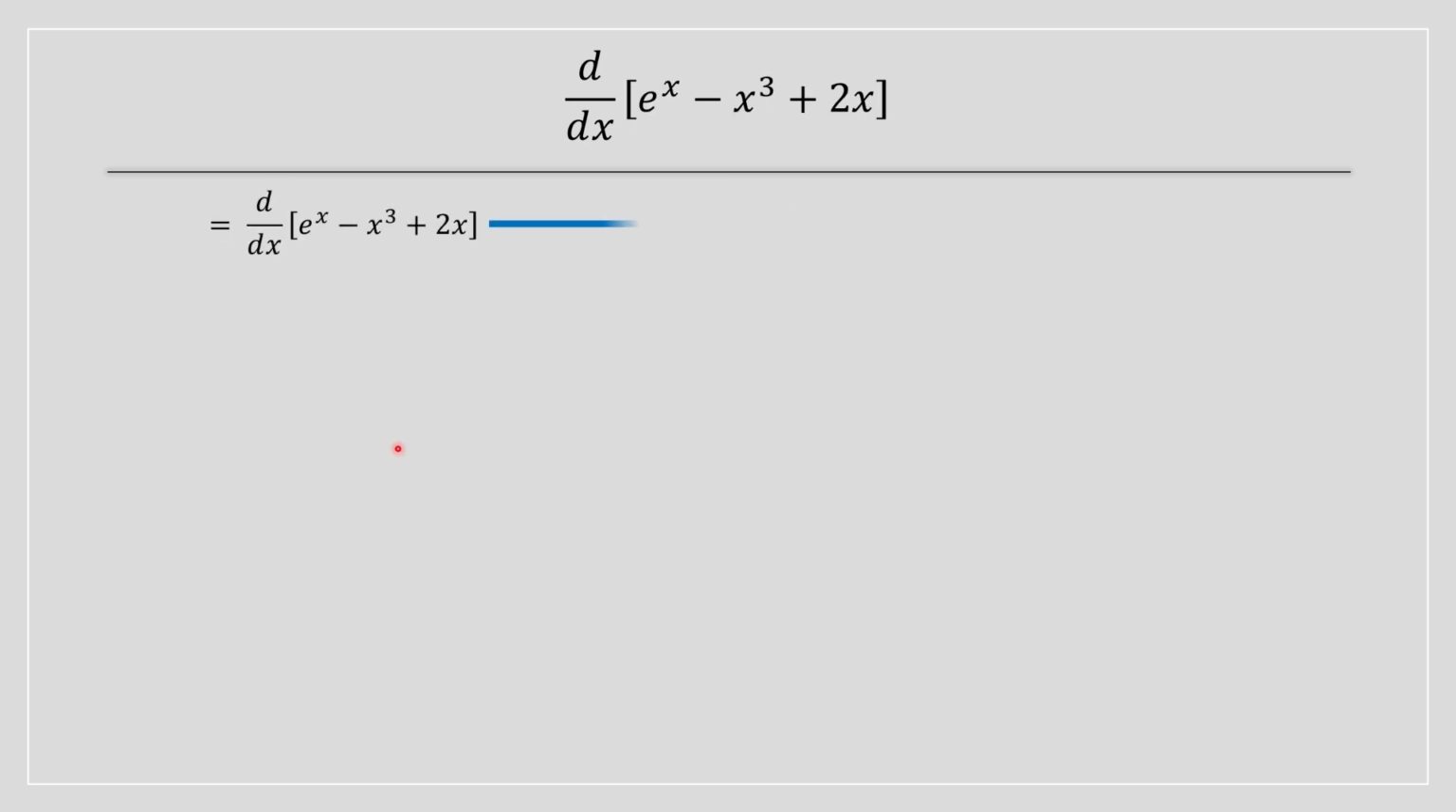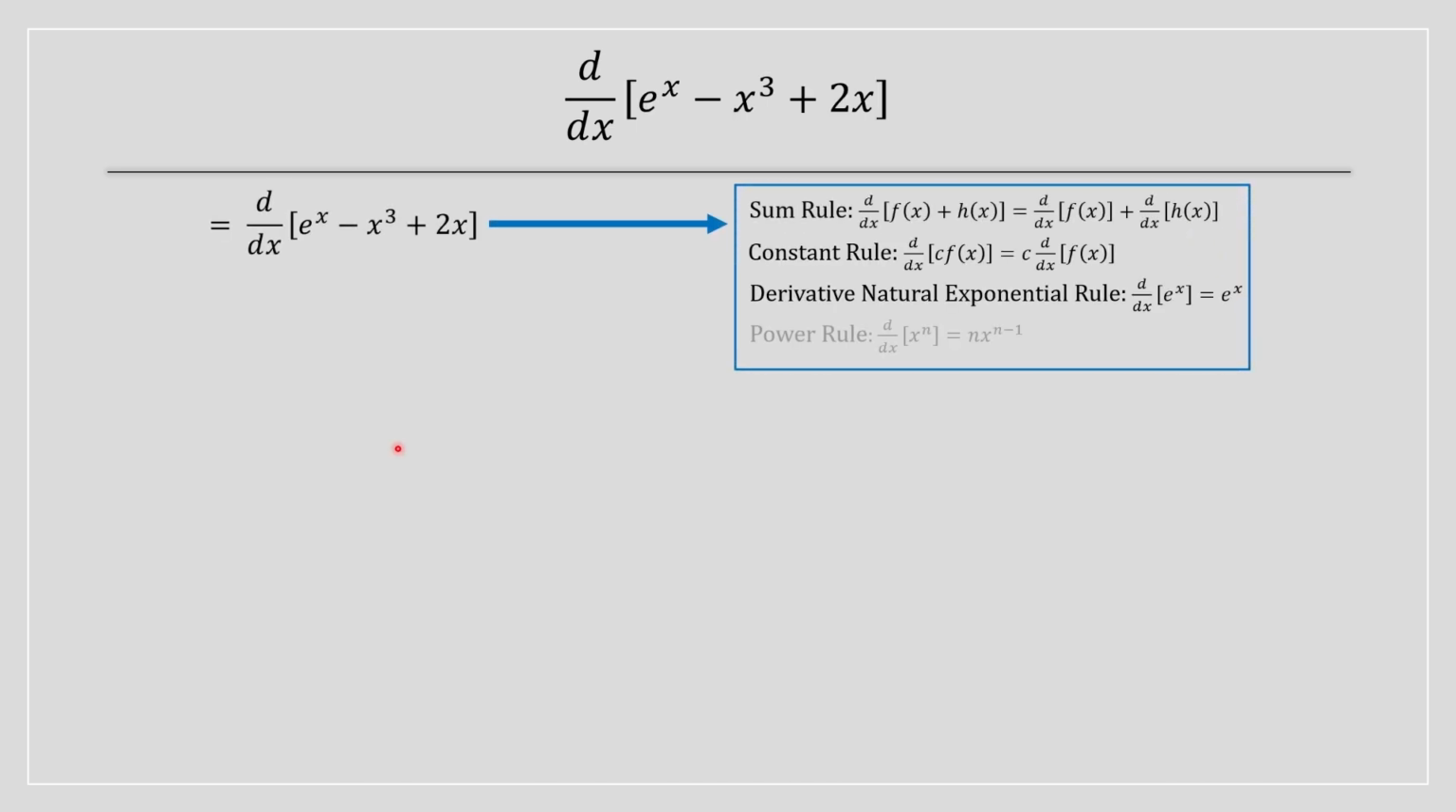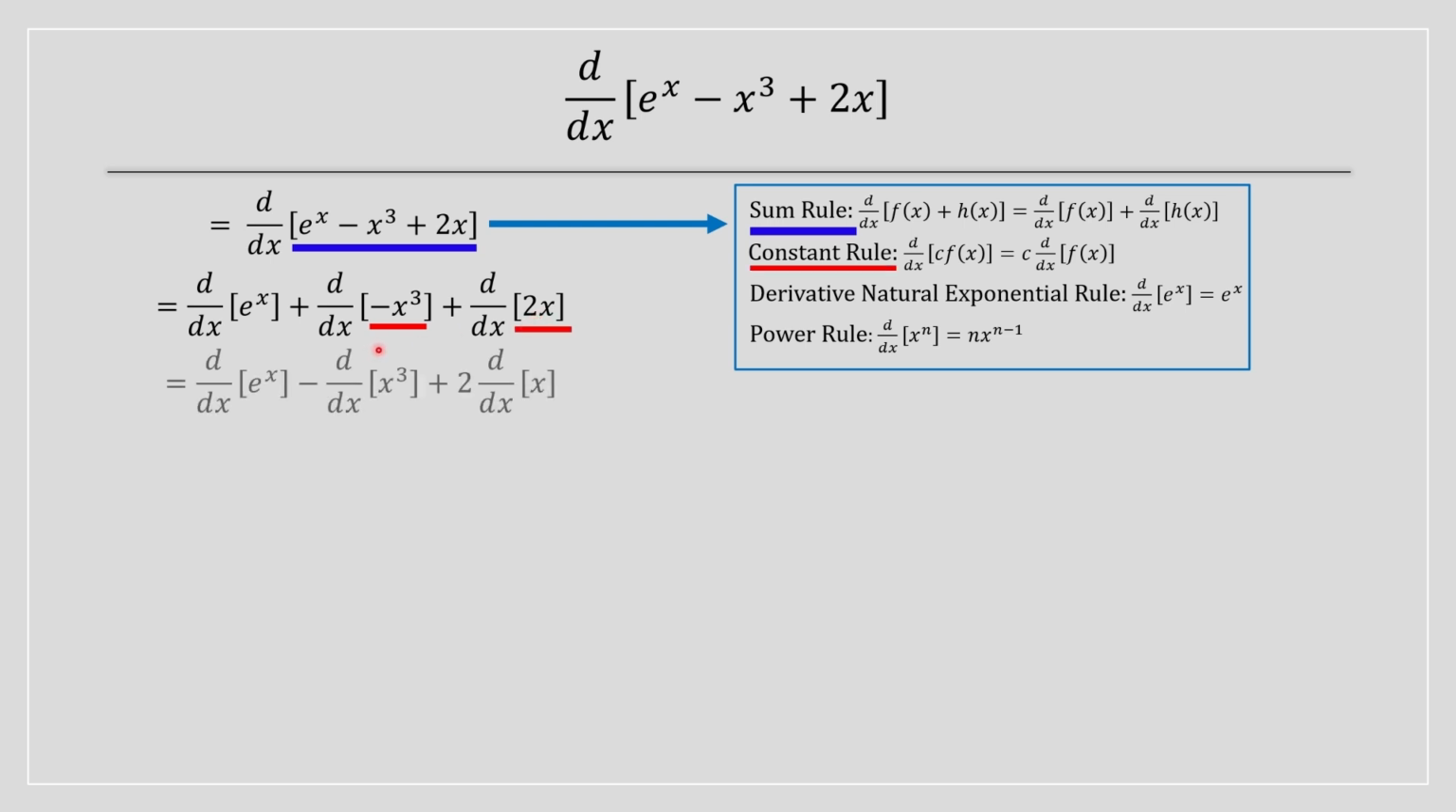Question 3. Here are the rules to solve this question. Apply all these rules. The first step is applying the sum rule, because we have to distribute this derivative term to every term inside the bracket over here. Now once we do this, we apply the constant rule to move this negative and this 2 over here. So we're going to apply it, and we distribute this outwards.